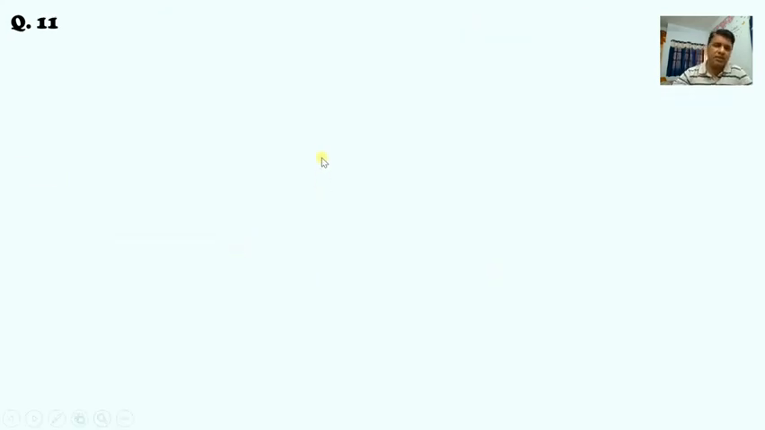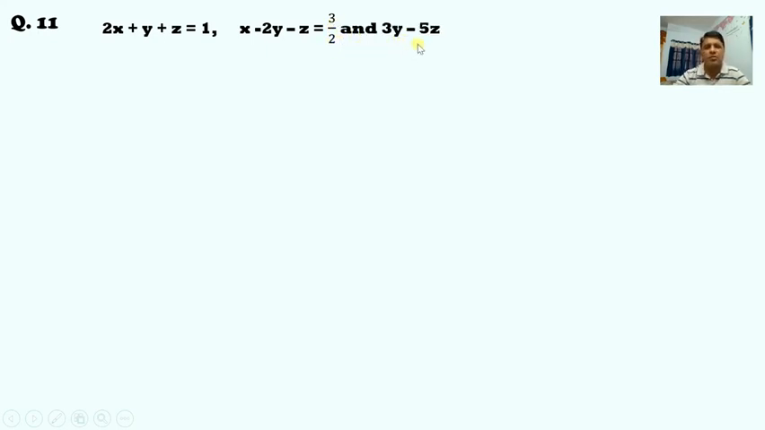Now in the same direction, let us take one more question of order 3 by 3. So we start question number 11. Question number 11 is 2x plus y plus z is equal to 1. x minus 2y minus z is equal to 3 by 2. And the third equation is 3y minus 5z is equal to 9. So let us go for its solution.